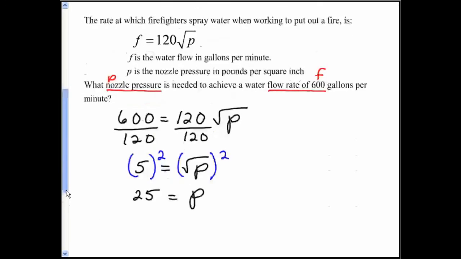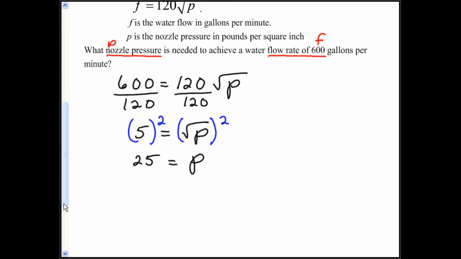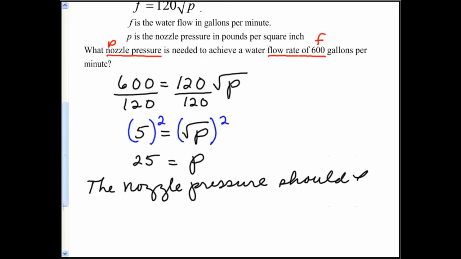So what is that P? The P is the nozzle pressure, so we will say the nozzle pressure should be 25 pounds per square inch.